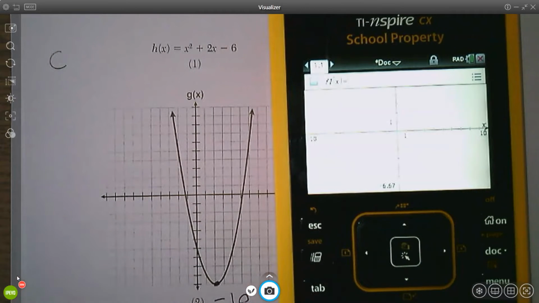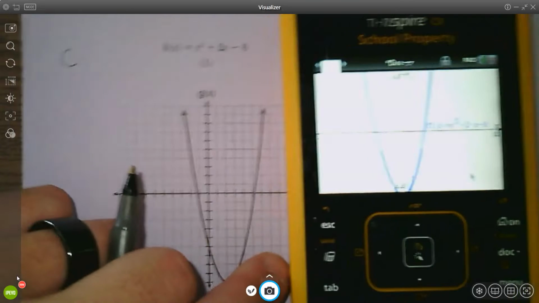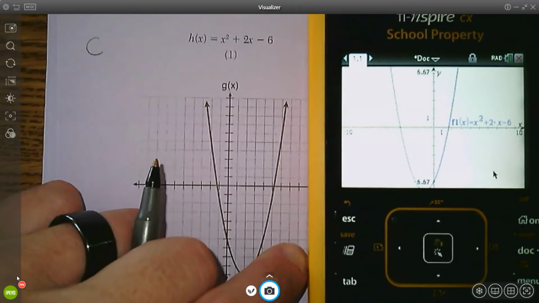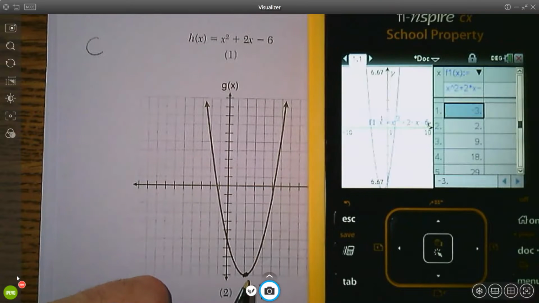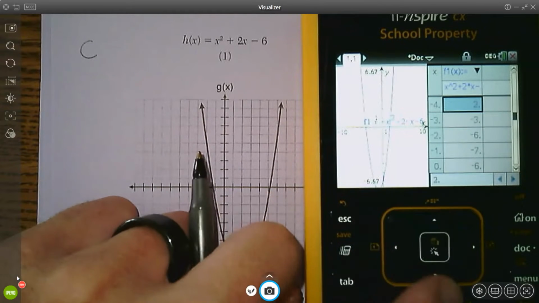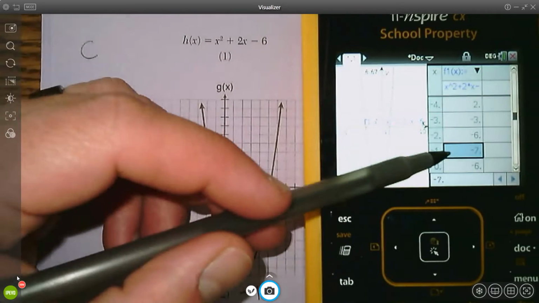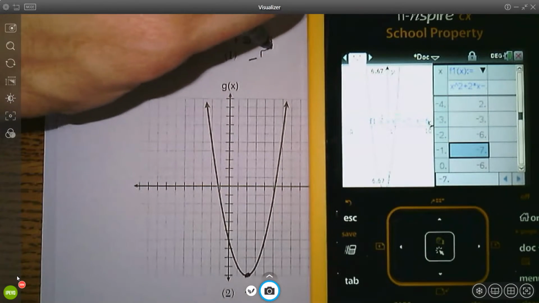So let's do that. X squared plus 2x minus 6. All right, so if I go to the table, the smallest value, negative 7, is the lowest value on the table here. So choice 1 is negative 7.